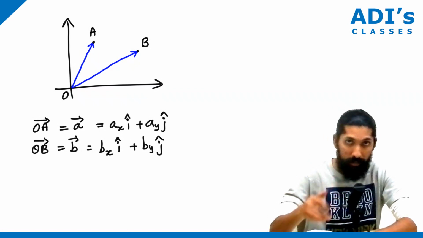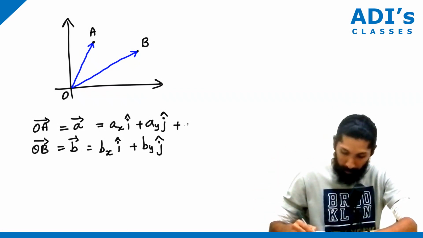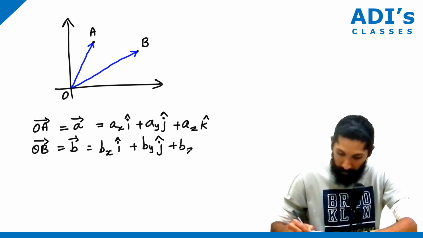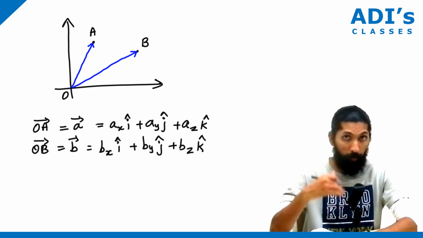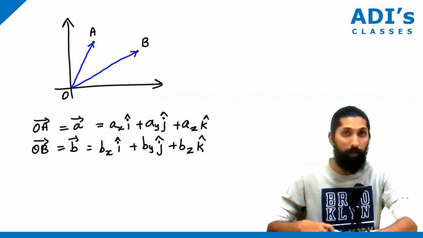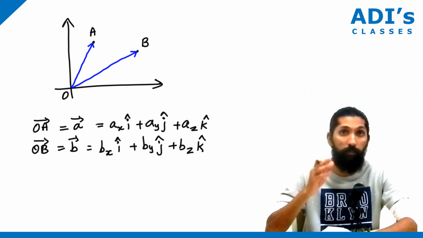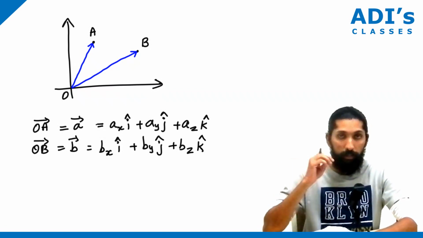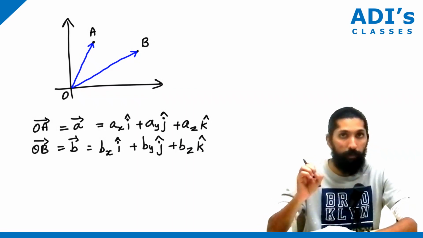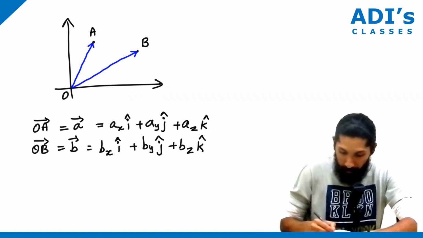Now, if you extend the same thing into three dimensions, then we are also going to have plus AZ k cap, plus BZ k cap, correct? If you extend it into three dimensions. Here you have vector A and vector B in terms of components x, y, and z, or you can say in terms of i, j, and k. The next thing is, let's try to find what the AB distance is.